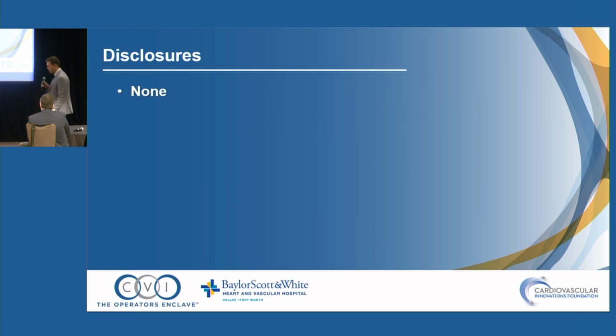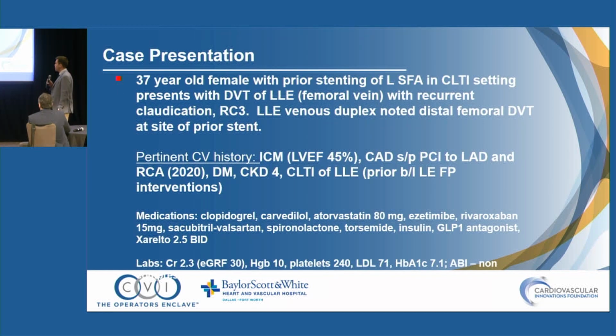I don't have any relevant disclosures. Just to set the background: this is a 37-year-old woman who has very aggressive polyvascular disease. She's had multiple coronary stents and an ischemic cardiomyopathy. Her EF has improved. She had critical limb ischemia, for which she underwent a prior intervention. I'll show you those images in just a second. She had a long segment SFA CTO that was stented. You can see her other risk factors here and her medications.